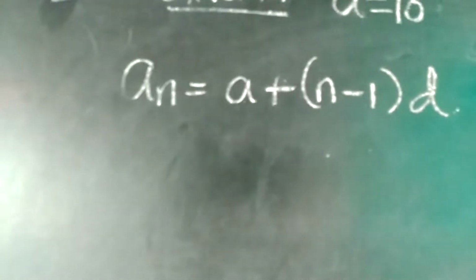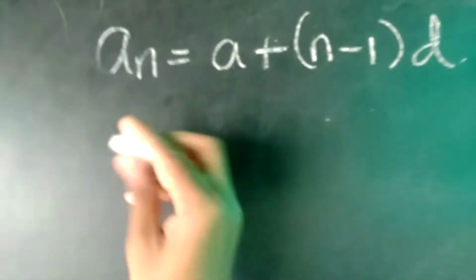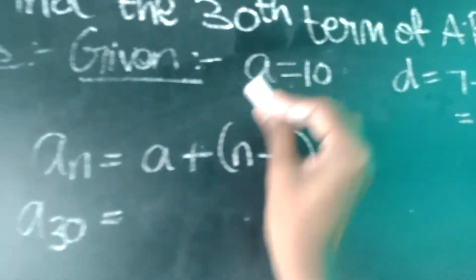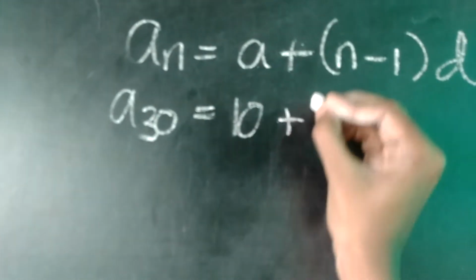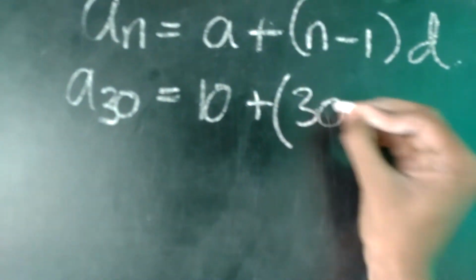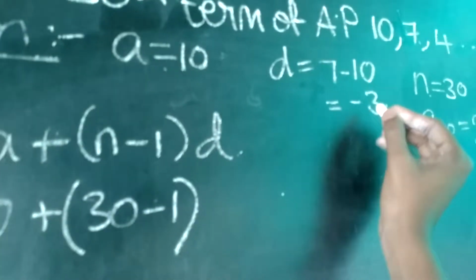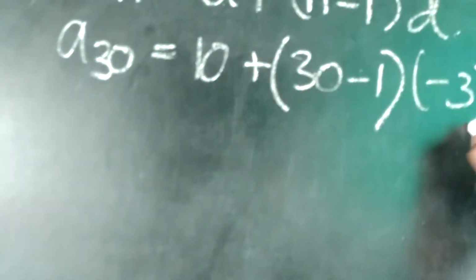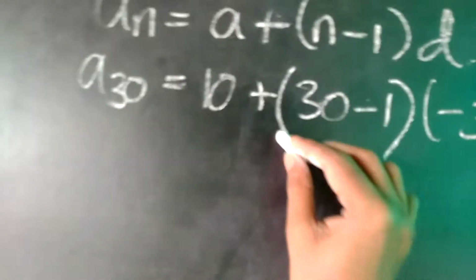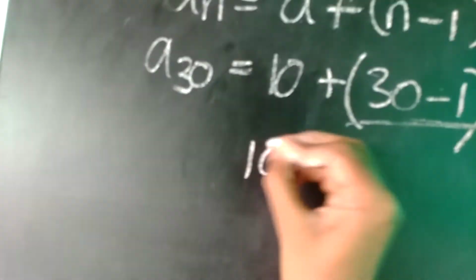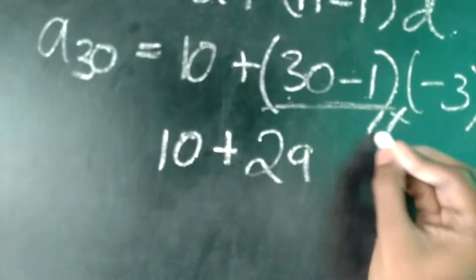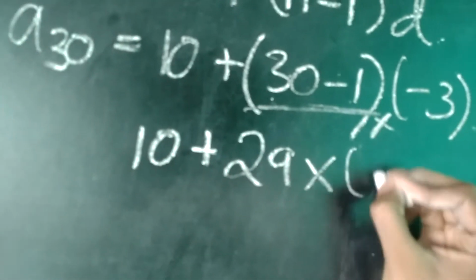So let us substitute the values here first. We need to find a30 equals a is 10, plus n is 30, and d is minus 3. So as I said earlier, we need to solve the bracket terms first. 30 minus 1 is 29. It indicates multiplication, 29 into minus 3.